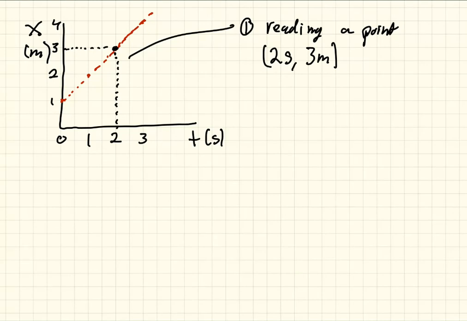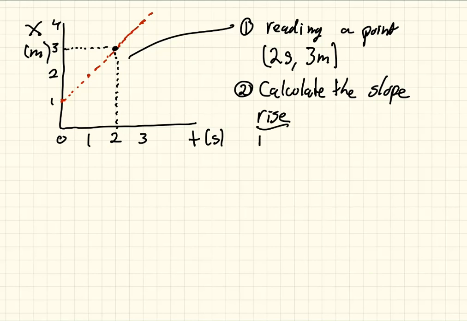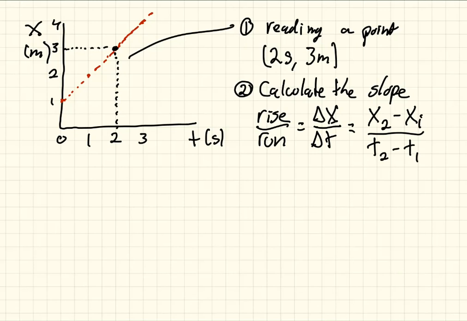The next thing that we can do to our graph is to calculate the slope. We know that calculating the slope is rise over run, which we will think of for this graph as a change in x, delta x, divided by a change in time, delta t. Remember, the change would be the second x minus the first x divided by the second t minus the first t. So to calculate the slope, we need to pick 2 points. So let's pick a second point.